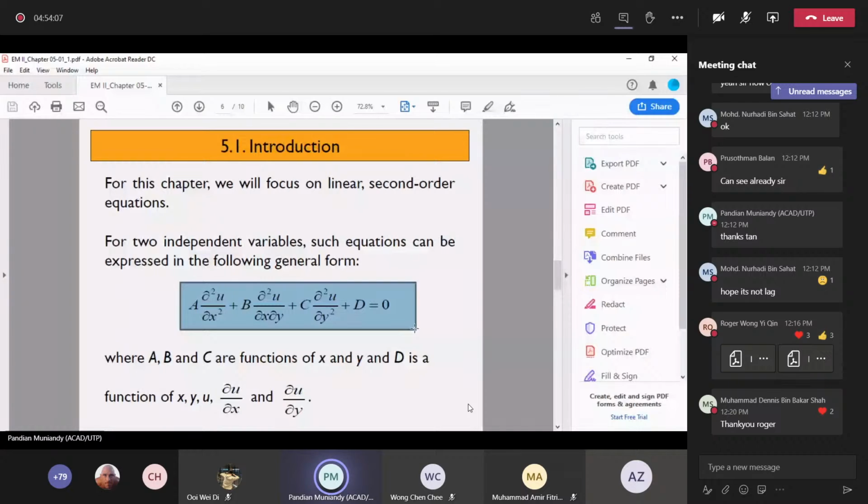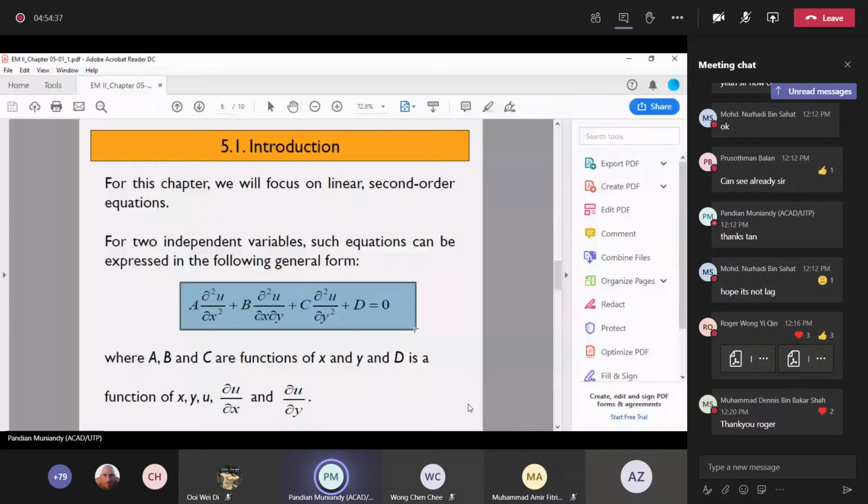By calculating the values of A, B, C, D, we will know whether the PDE is elliptic, parabolic, or hyperbolic. After that only we move on to the method. The method is not our concern for today. Today is basically about what the general form is. But before that, our focus is linear second order.